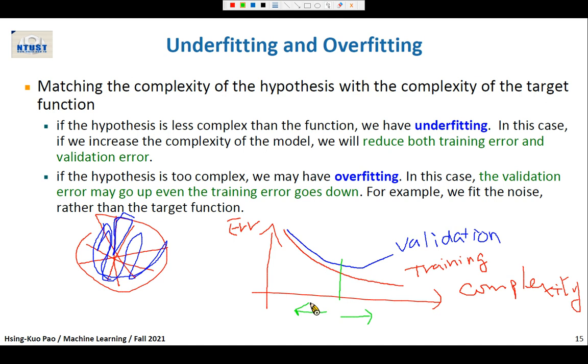Some students get confused. They always say, "Oh, overfitting means the validation error is larger than the training error." It's not. Don't get confused. It's more like this area is overfitting and this area is underfitting. Any questions?